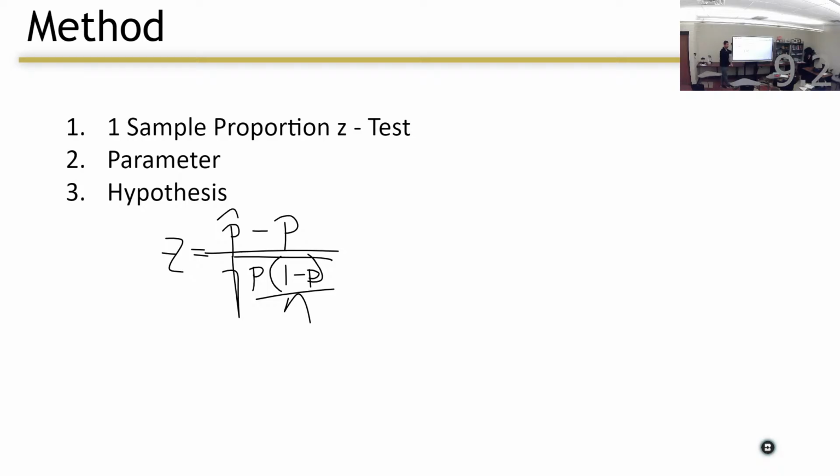Or you can say 1 sample proportion Z interval. If you leave out the Z, they're going to ding you. You got to have a Z in there somewhere. You got to talk about proportions somewhere.